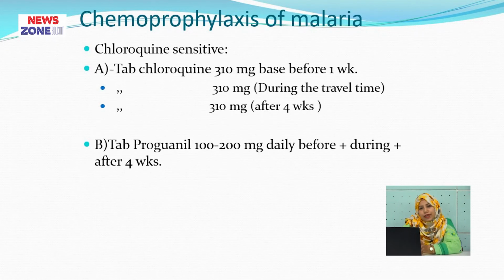Now, what is the chemoprophylaxis of malaria? What is chemoprophylaxis? It is administration of a drug in a healthy person before infection, or when there is any chance of infection. They can take this drug as prophylaxis. In case of chloroquine sensitive malaria, we can give tablet chloroquine 310 mg base starting 1 week before, weekly during the travel time, and for 4 weeks after the travel. Then tablet proguanil 100 or 200 mg daily before and during the travel and for 4 weeks after the travel.